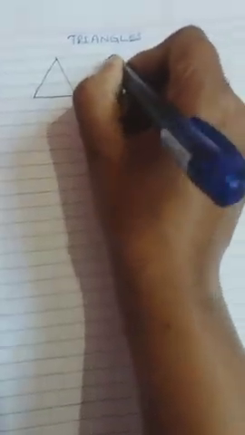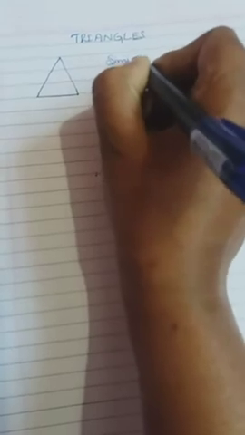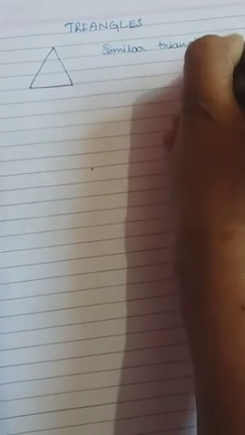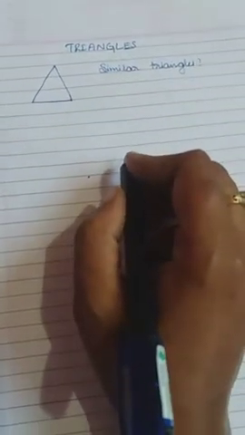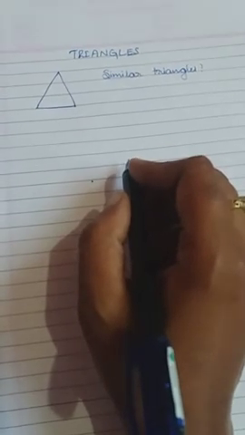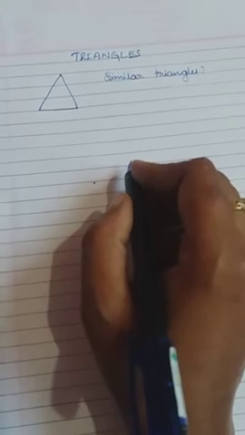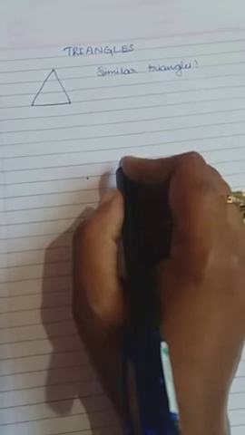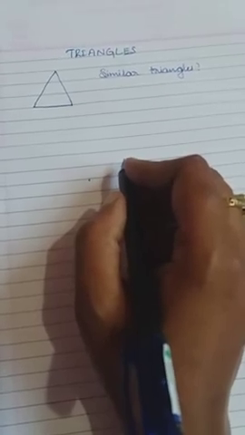So what is meant by similar triangles? Note down the question: what are similar triangles? The triangles whose three angles are equal and sides are proportional are called similar triangles. When two triangles are said to be similar, consider these two triangles.